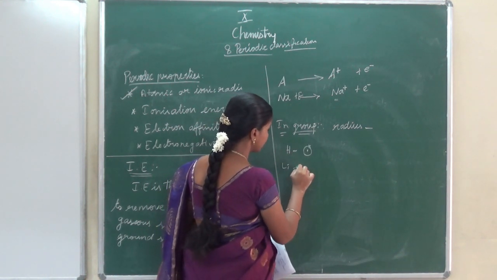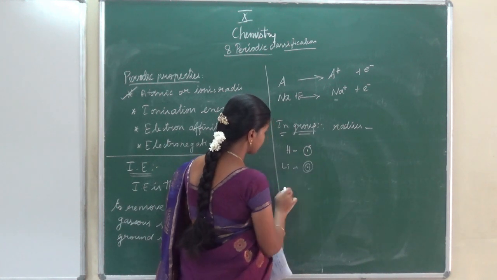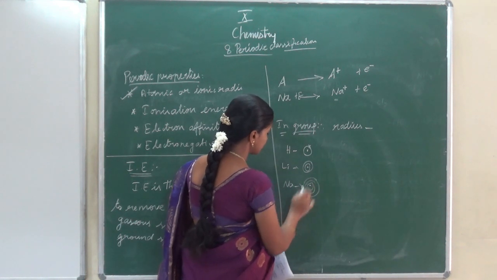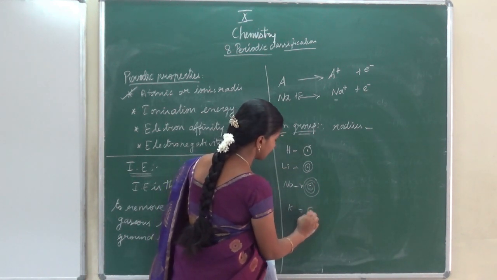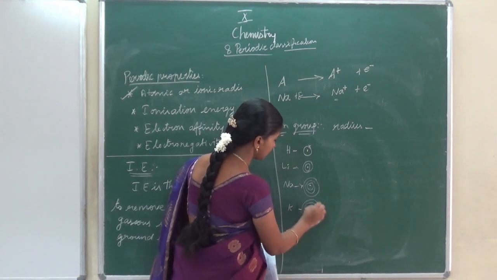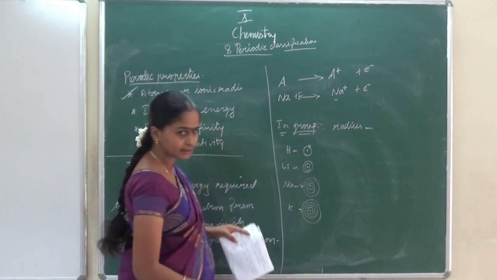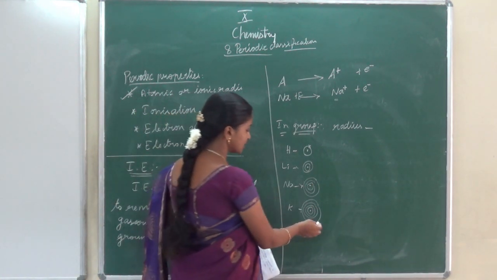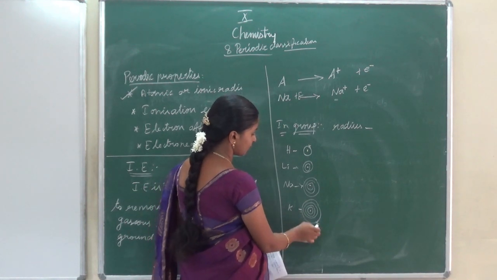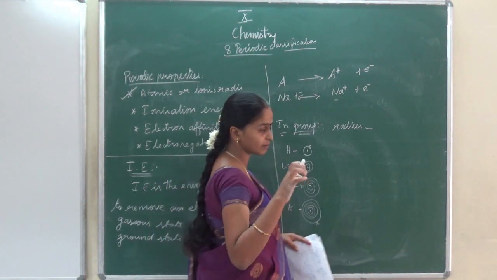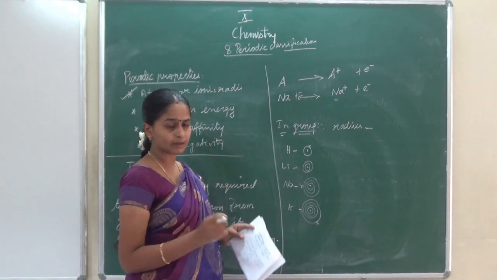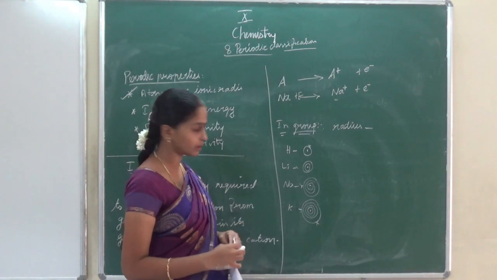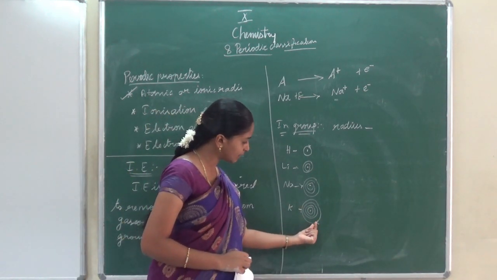After hydrogen, for lithium the electron will enter the second shell. For sodium, the last electron will enter the third shell. For potassium, the electron will enter the fourth shell. Like that the size is increasing, the last electron is entering the next shell. So the last electron is now quite far away from the nucleus. The effectiveness of the nucleus will decrease when it is going far away, so easily we can remove the electron here.